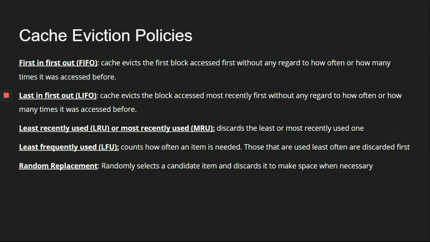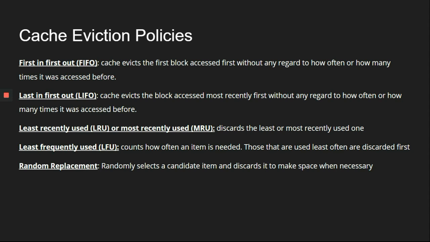The last topic we'll talk about is cache eviction policies. These are among six of the most common cache eviction policies. Cache eviction refers to the way in which data is removed. We have first in, first out. The cache evicts the block accessed first without any regard to how often or how many times it has been accessed before. So think of a line. The first person on the line is serviced before the people behind him.